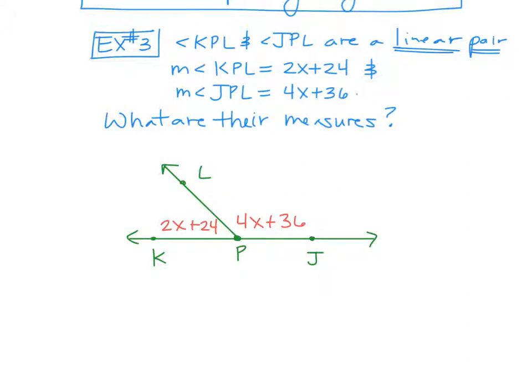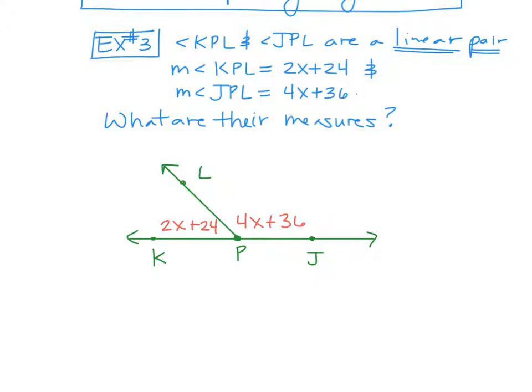Real quick, are you all seeing how those are being named, right? That middle letter is always the vertex, okay? So KPL goes from K to P to L, that's this angle. Same thing with JPL, you go from J to P to L, P being the vertex again. If you're having any trouble seeing that, talk to me. I want to make sure you're clear on how we're naming these angles.